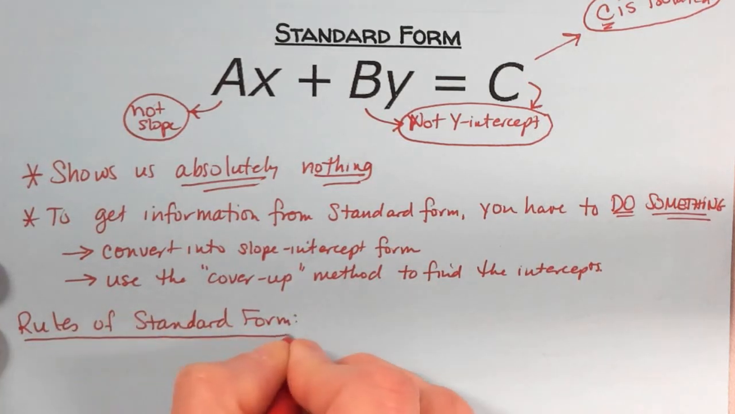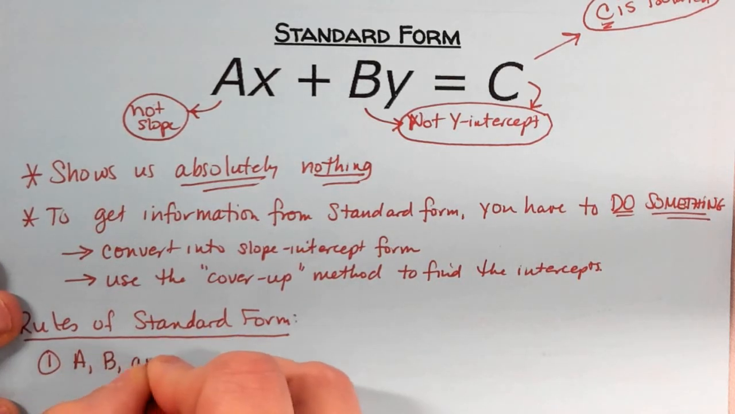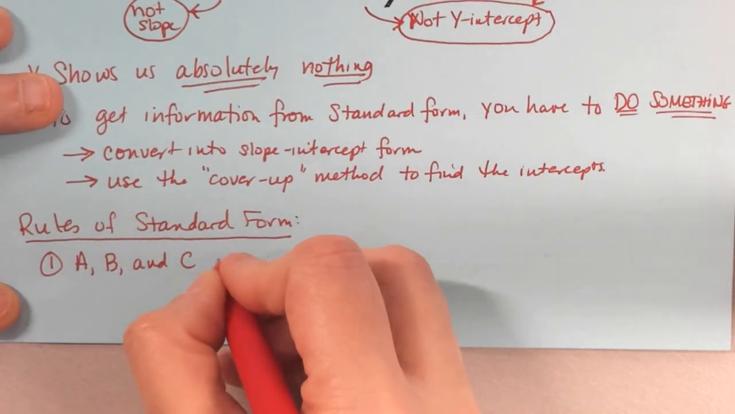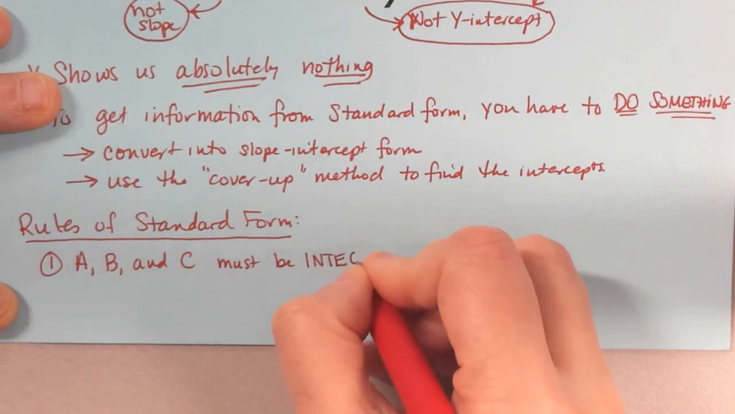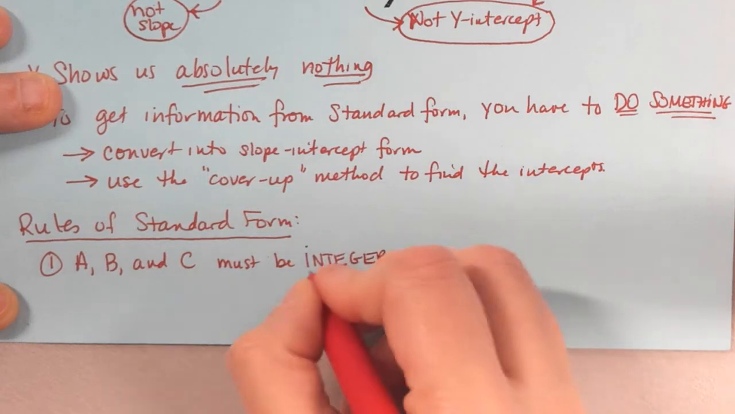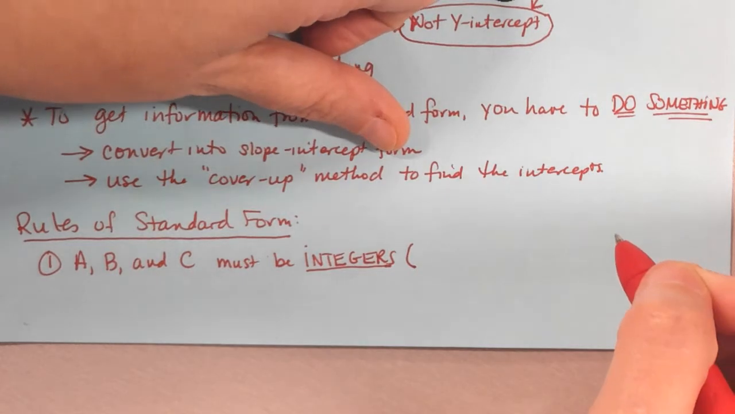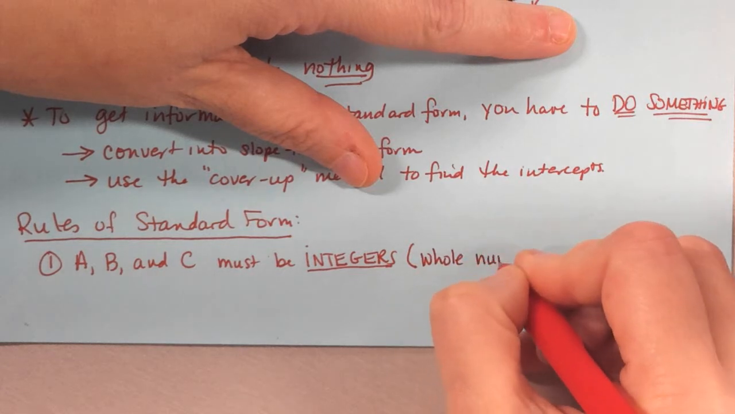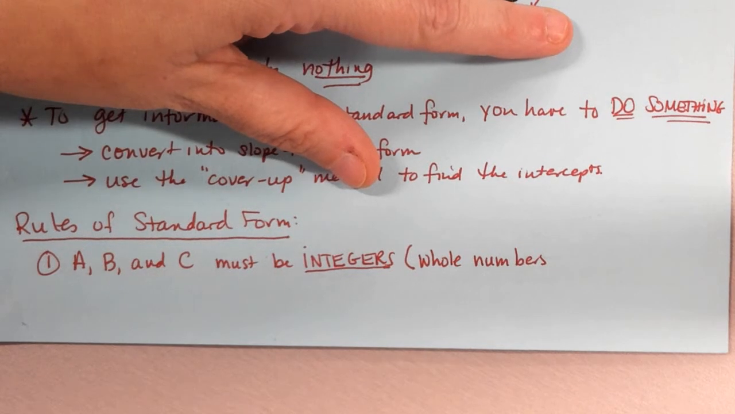There are two rules of standard form. Rule number one: A, B, and C must be integers. Okay, what's an integer? It's a number. There are negative numbers, but first we had natural numbers, then whole numbers, then integers.